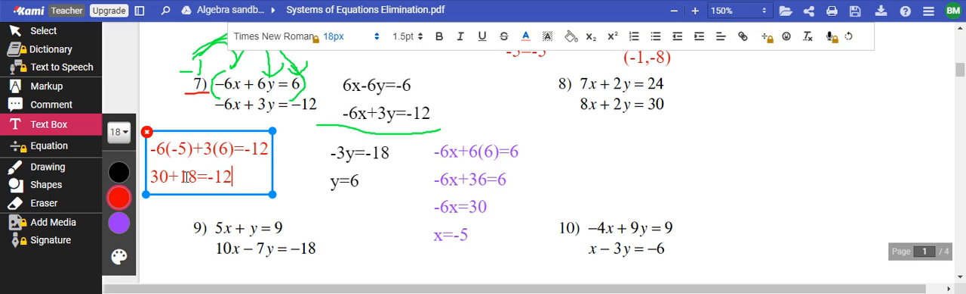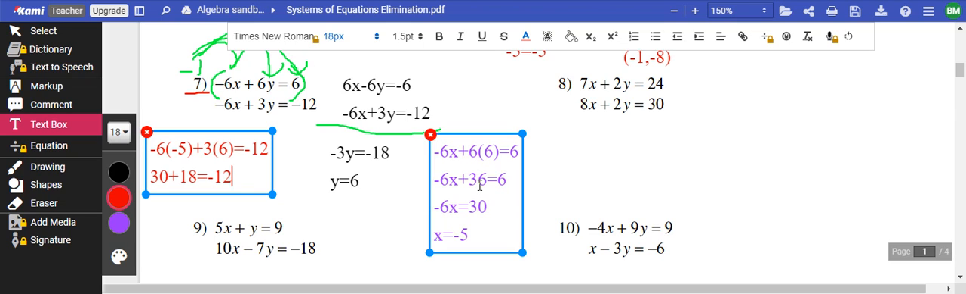And I have done something incorrect because I'm not getting the right answer. So let's go back and look. I canceled these out. I got negative 3 equals negative 18. That is the correct answer. Divide it, and I get a positive 6. I plug a positive 6 into that first equation.